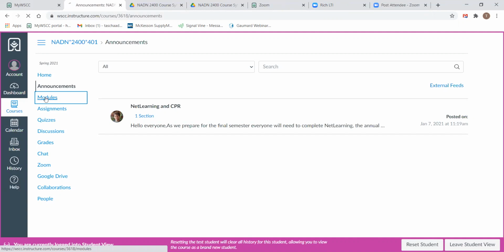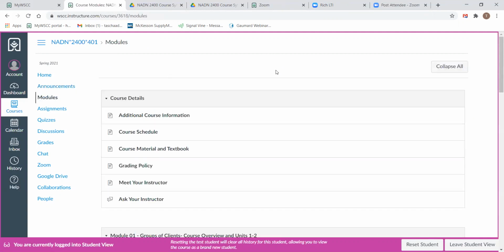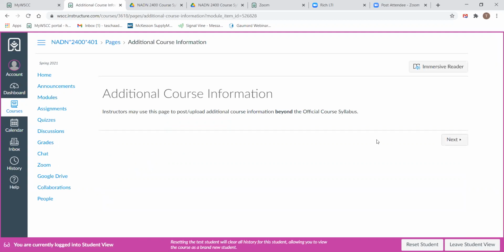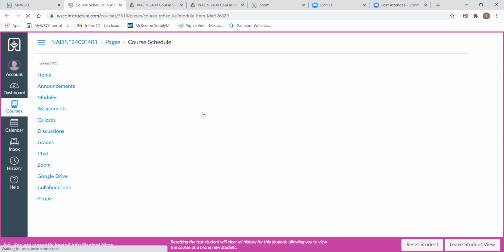Going to modules. I want you to make note of this. Each module coincides with an exam. So make a note of that, and I'll explain here in a minute. Your additional course information, which I don't believe I have anything else in there. Once you open this up, that line of information, you can just hit next and it'll keep taking you down to the next one.